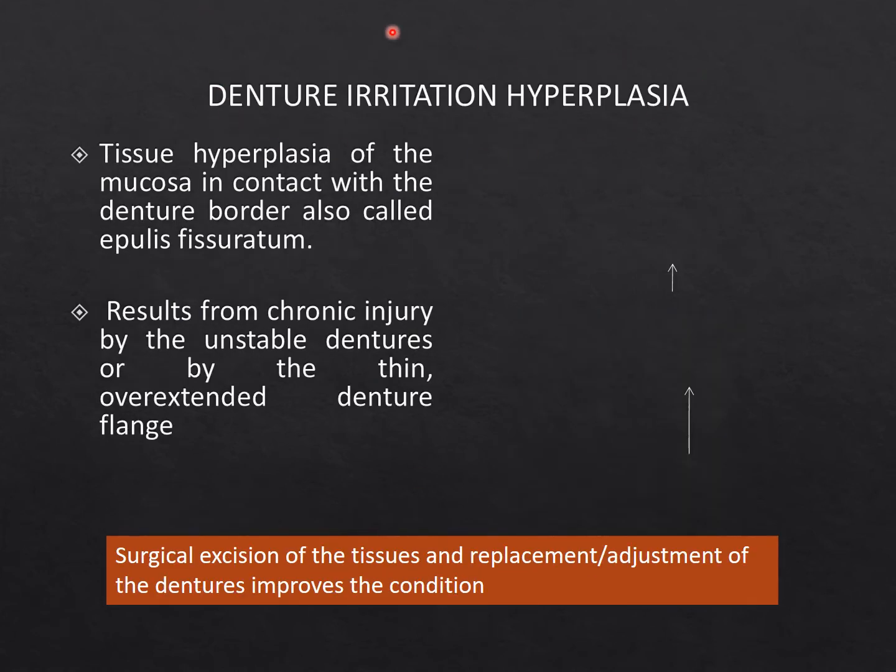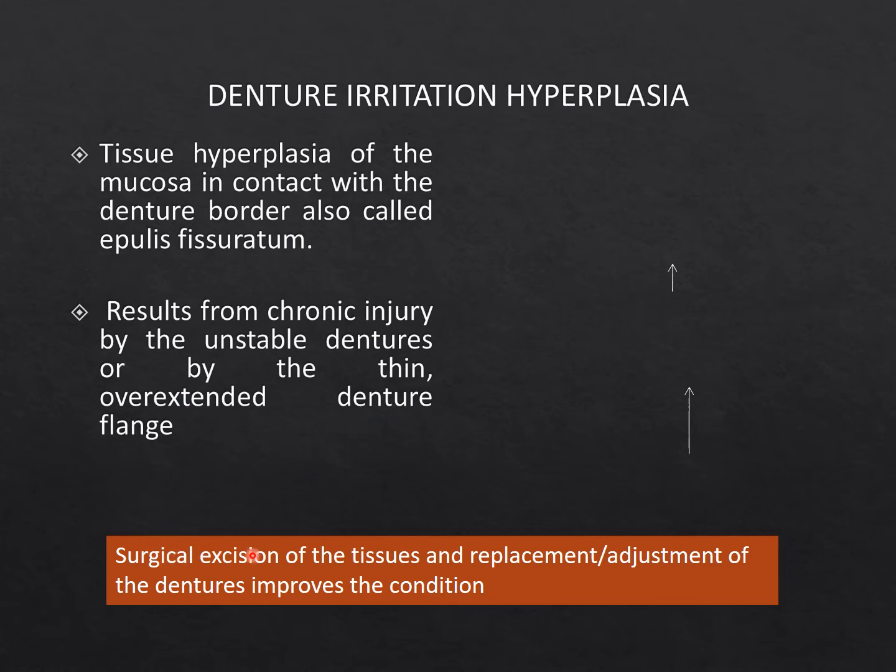Then you have the denture irritational hyperplasia. This is tissue hyperplasia of the mucosa that is in contact with the denture borders. Because of continuous pressure from the denture borders, overextended denture borders, or the settling of the dentures, this may result in irritational hyperplasia in the circular epithelium and excessive tissue growth, which appears like epulis fissuratum. So there are folds of tissues with fissures in between them, and as I mentioned, this is due to chronic injury from unstable dentures, due to overextended flanges.